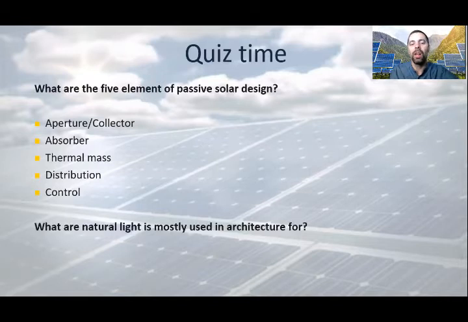The next question is, what is natural light mostly used in agriculture for? It is used for lighting and for thermal controlling.